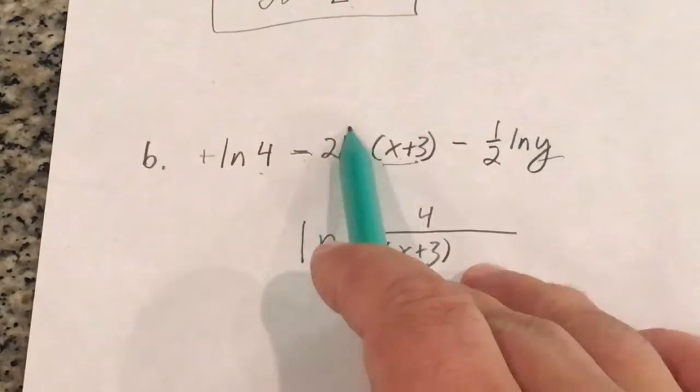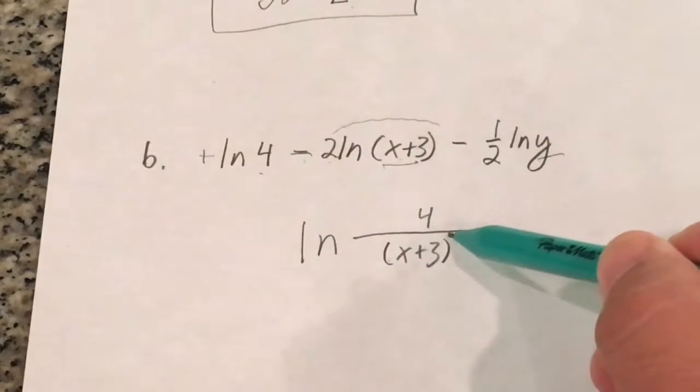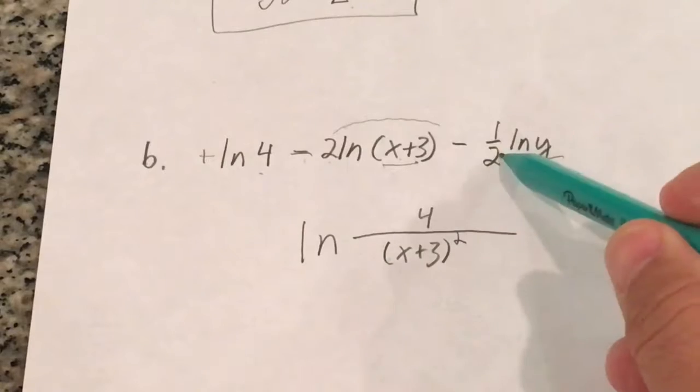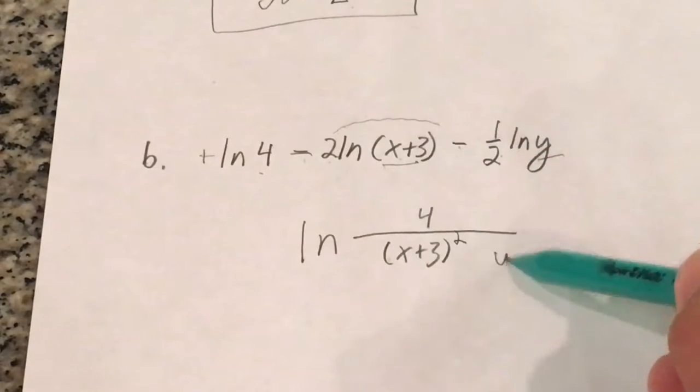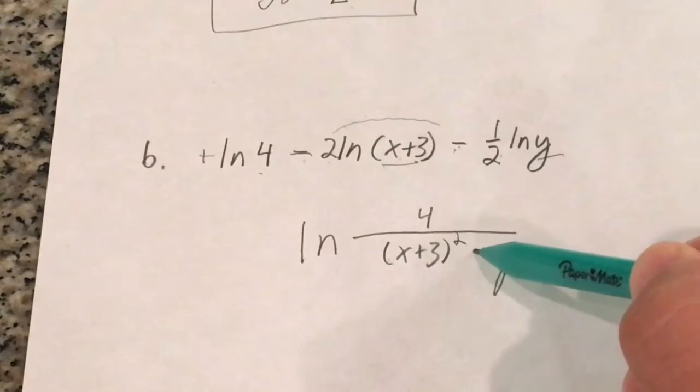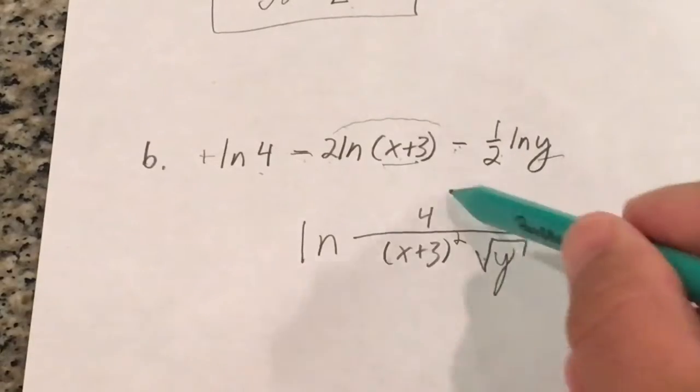But notice it has a 2 in front. That 2 gets lifted up, and that turns into the 2nd power. The 1/2 ln y, the y goes on the bottom, because of the minus sign in front. The 1/2 changes to a square root. There's a hidden 2 inside of there. And that's my final answer.